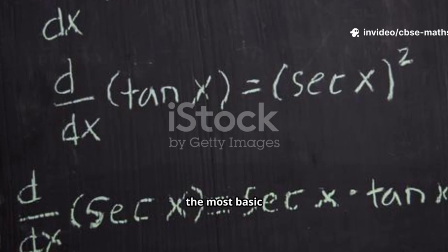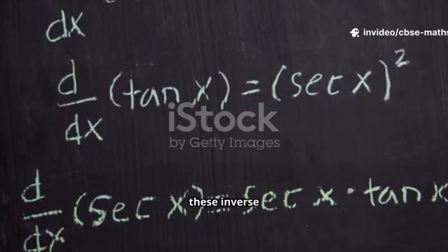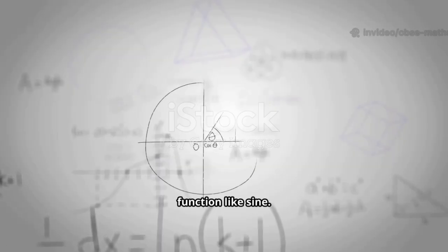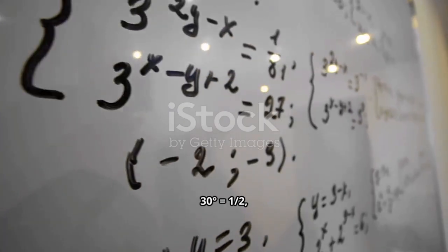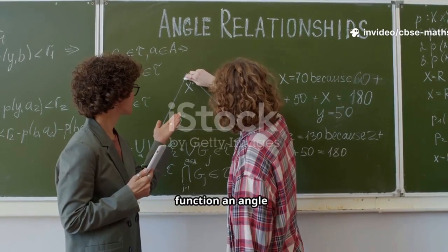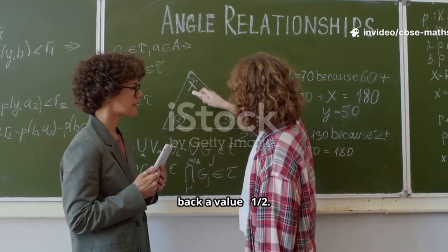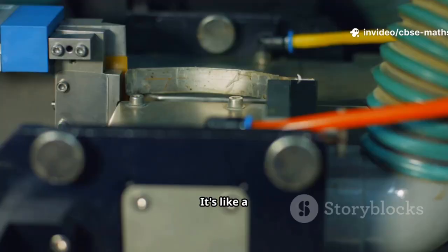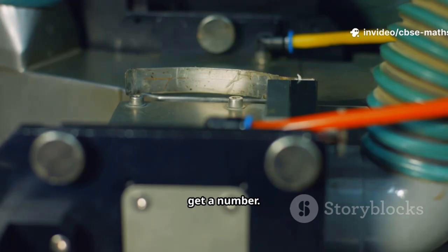So let's start with the most basic question. What are these inverse trigonometric functions? Let's think about a simple trigonometric function like sine. When we write sin 30 degrees equals 1/2, what are we doing? We give the function an angle, 30 degrees, and it gives back a value, 1/2. It's like a machine. Input an angle, get a number.